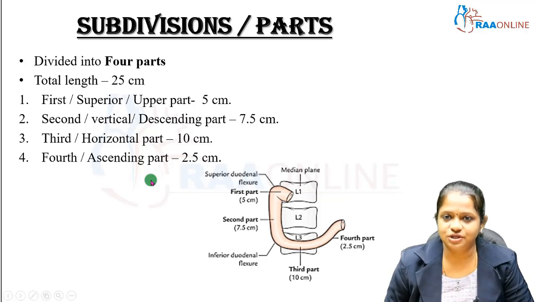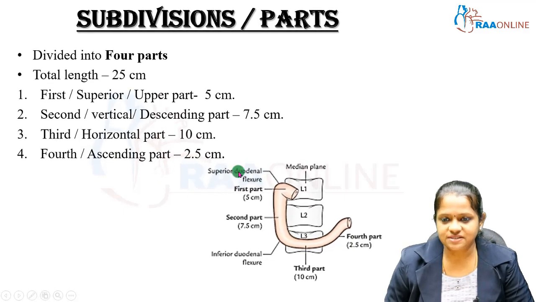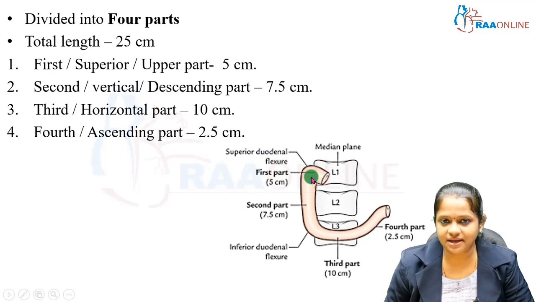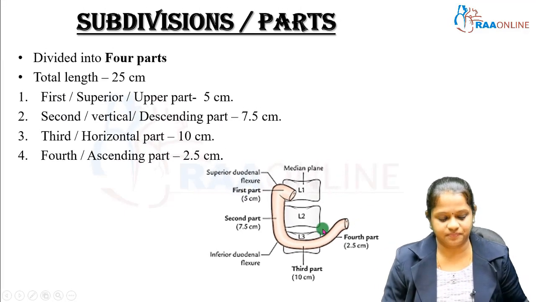Duodenum is divided into 4 parts for convenience of study. The first part is also called as the superior part or the upper part is 5 centimeters. The second part, which is also called as the vertical part or the descending part, is 7.5 centimeters. The third part is the horizontal part, which is 10 centimeters, and the fourth part is the ascending part, which is the smallest part, about 2.5 centimeters. Overall length of duodenum is 25 centimeters.